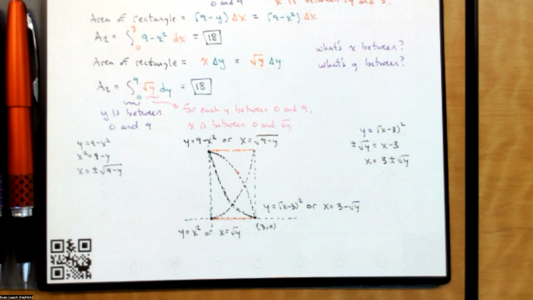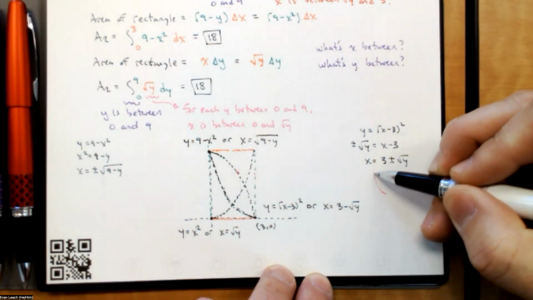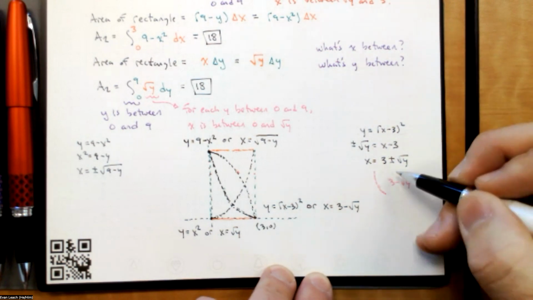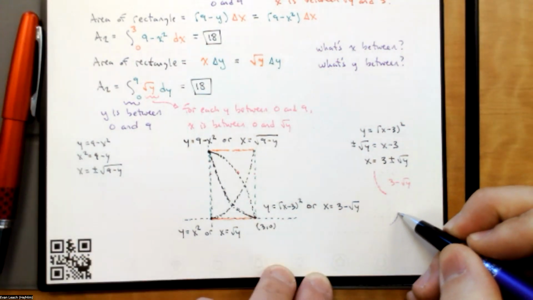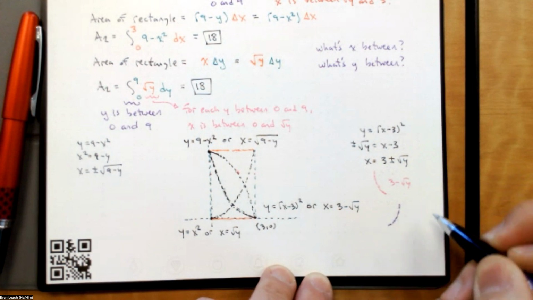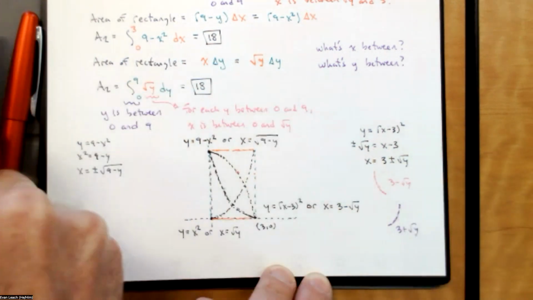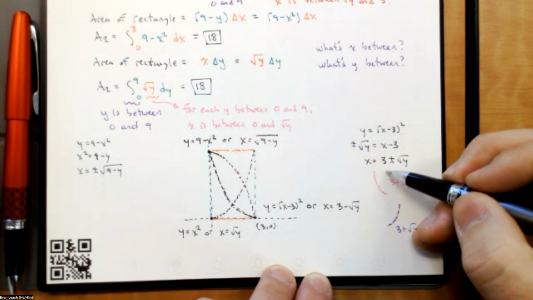I want the part of the parabola that's on the negative side of 3. So this left side is 3 minus the square root of y, because 3 is in the middle. The right side, that's 3 plus. The 3 is in the middle.